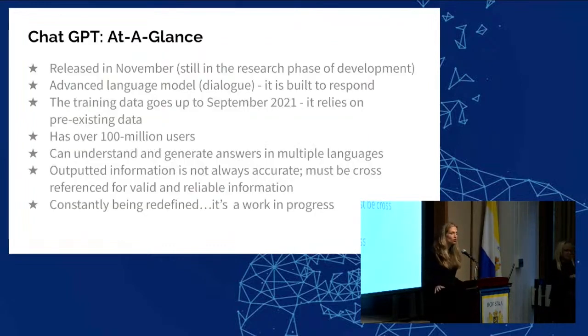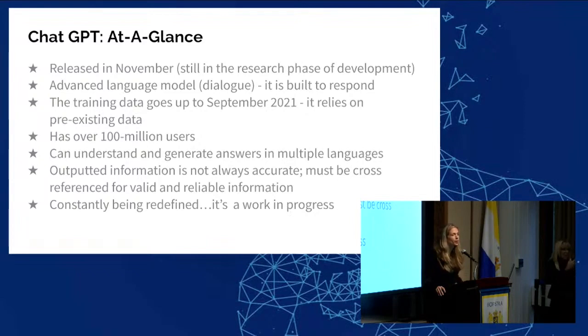Some other information about ChatGPT: it was released in November and has become extremely popular with the number of users. It's reached over 100 million users. I'm going to show you in a minute how that compares to some of our most popular social media sites. It can understand and generate answers in multiple languages and different levels of complexity.